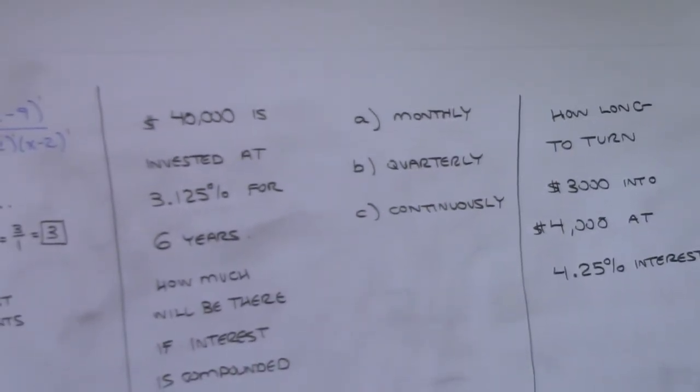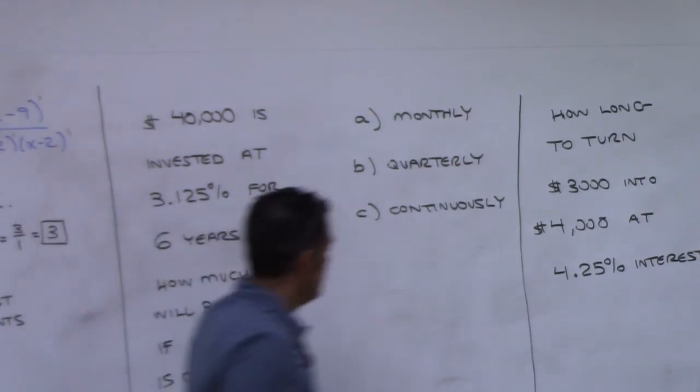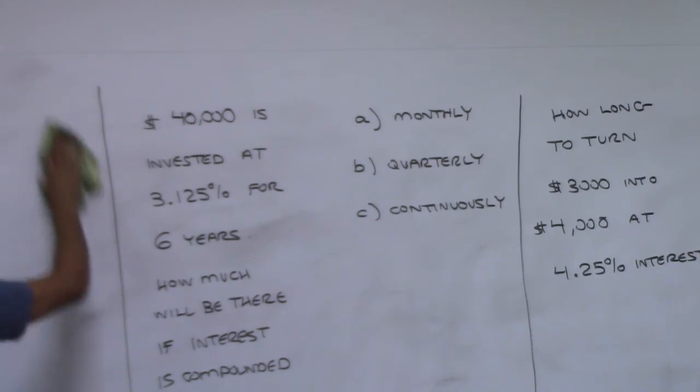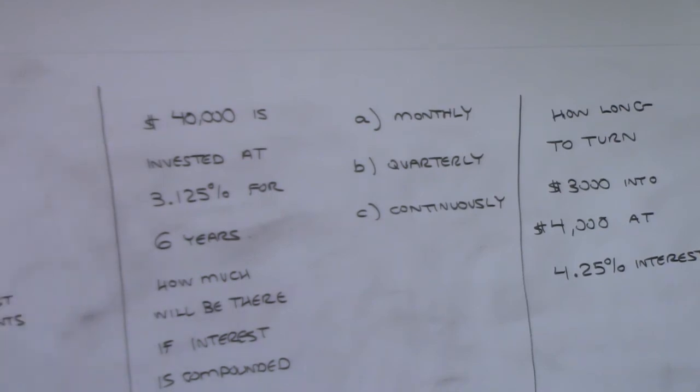So the middle one: you invest $40,000 at 3.125%, and it's going to be there for 6 years, and we want to know how much will be there after it's compounded these 3 different ways. So monthly, quarterly, continuously. All you need for this is the formula, which you would put on your cheat sheet, right? Since I'm not going to provide that for you, you'll want to have those formulas ready to go.